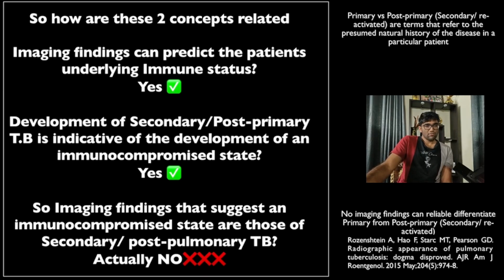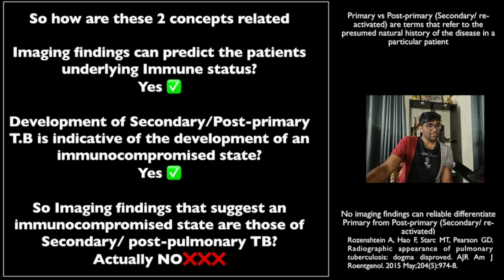Older literature does use the term primary and post-primary in the context of imaging and supposed underlying immune status. But as you can see, the findings that I have described in quote unquote robust immune response is what was previously considered the findings that happen in an immunocompromised patient. So as I have just demonstrated, that is not true.